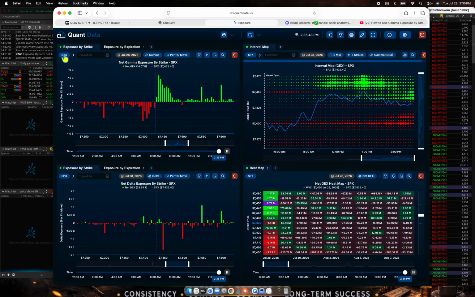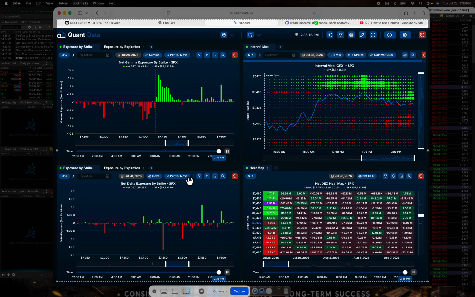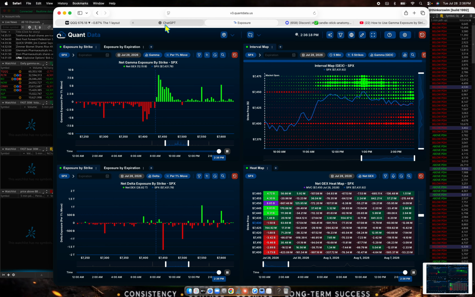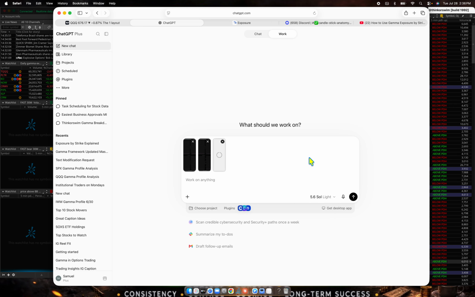Quanta Data gives you the net gamma exposure by strike. It also gives you the interval map for your GEX. It gives you the heat map to let you know where the most volume or the most money is currently sitting at on these levels. It also gives you the net delta exposure by strike. Instead of trying to decipher all this, do the same thing: take the picture, grab it, slide it into the chat, and then we can look at our chart.